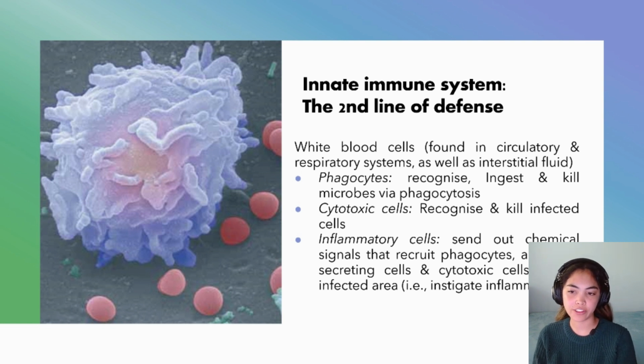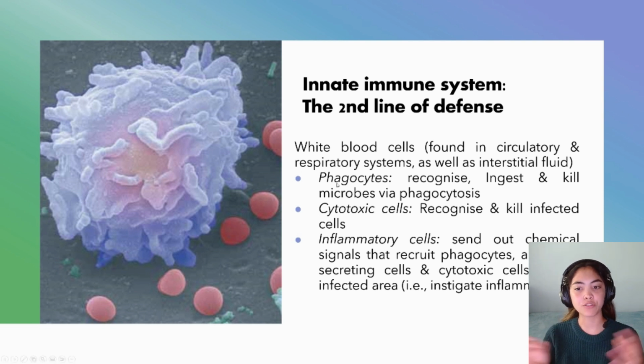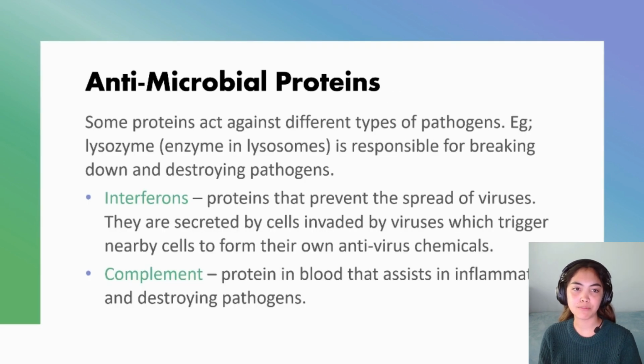Cytotoxic cells, well, they've got the name toxic, so they'll recognize and kill infected cells. And then finally, we've got inflammatory cells. So these send out chemical signals that recruit our phagocytes. They kind of call at them to come and ingest the pathogens, as well as signal our antibody secreting cells and cytotoxic cells to the infected area. So they're all very important in terms of our innate immune system.